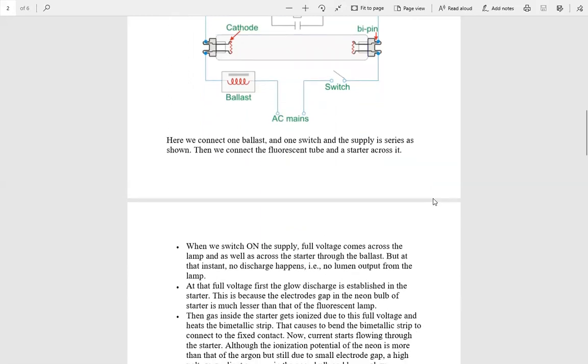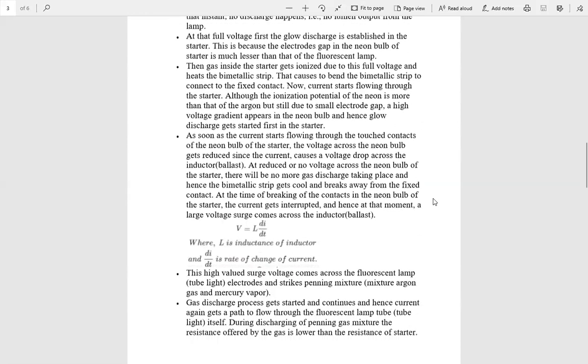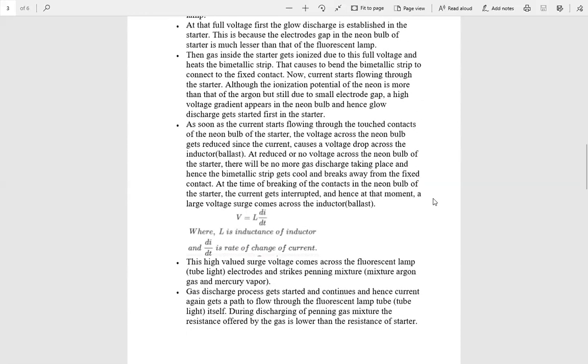The details of the operation are described over here. You can pause the screen and note down. As the voltage comes across the inductor, that is V equals L di/dt, where L is the inductance of the inductor and di/dt is the rate of change of current.